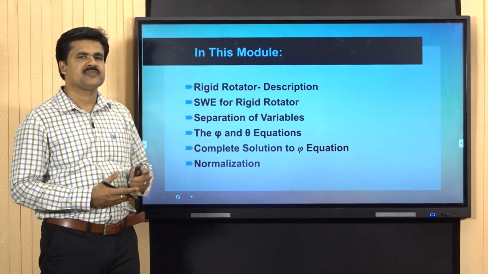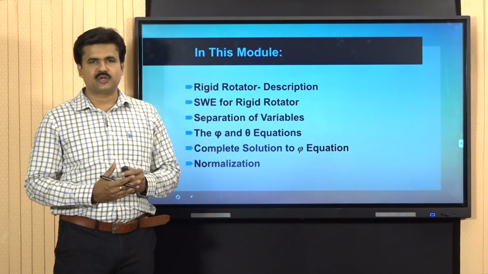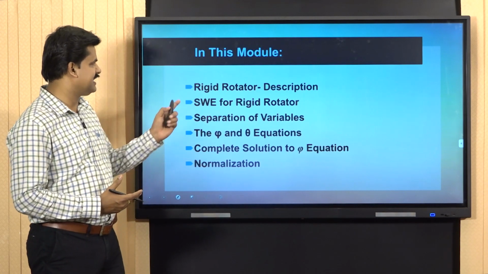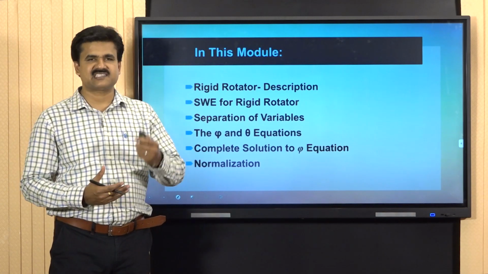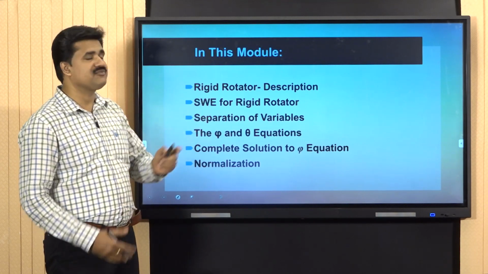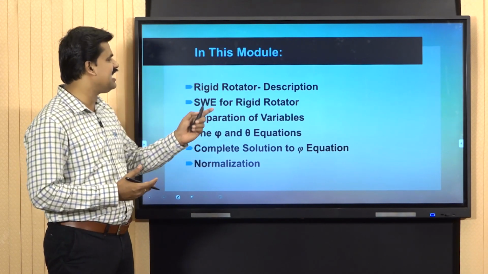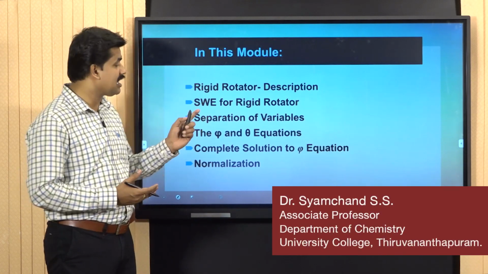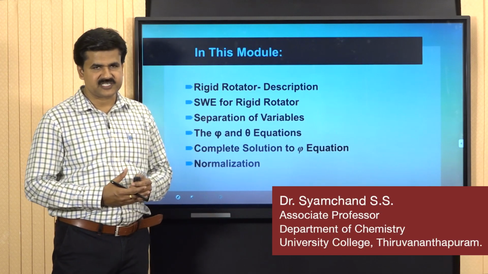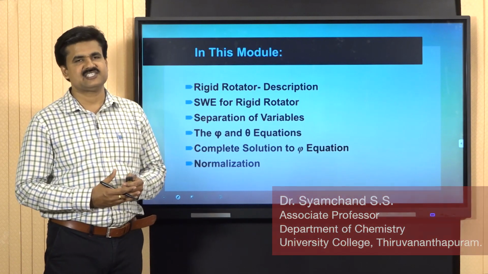First of all, the module includes these things: rigid rotator, a description, Schrodinger wave equation for a rigid rotator, separation of variables, the theta and phi equations, complete solution to phi equation, and normalization.